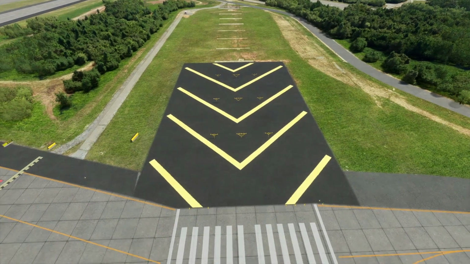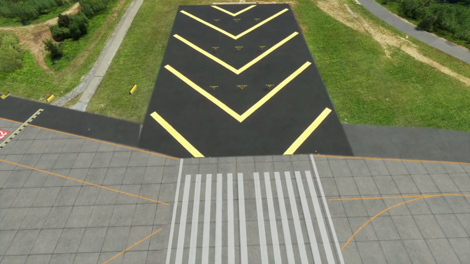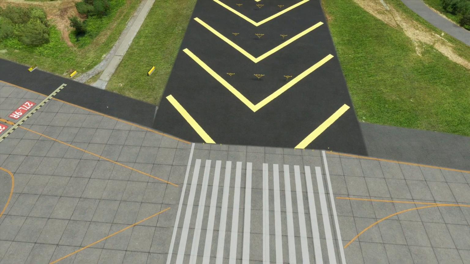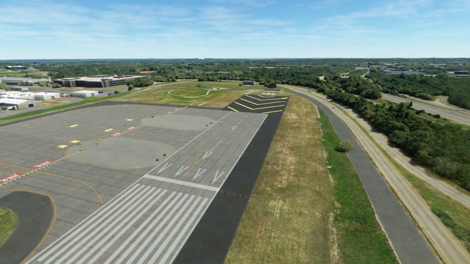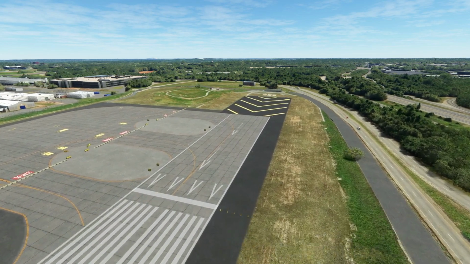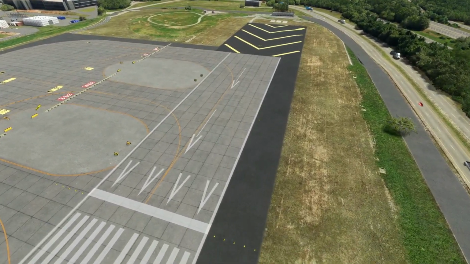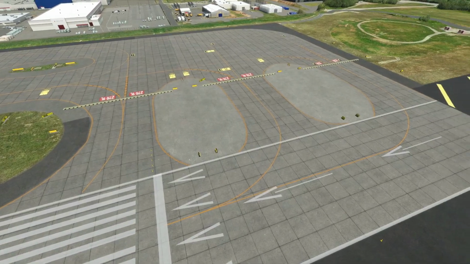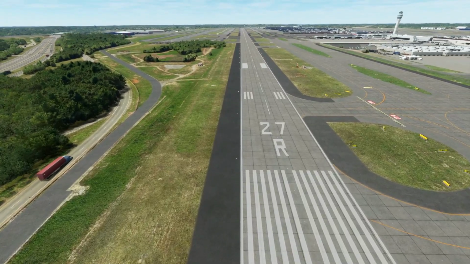Alright, now there is a little example where you can go on before the threshold, and that is a displaced threshold, and there's an example of that right back here to our left, which I will show you. Alright, so this is a displaced threshold. When you see these arrows pointing forward, they are an extension to the end of the runway. Aircraft are allowed to taxi and take off from the displaced threshold area here, but should not try to land on this area. Aiming point, like I said, is where you should try to land always.